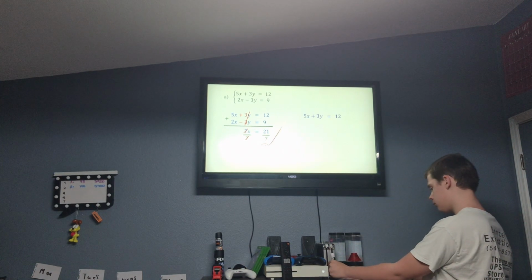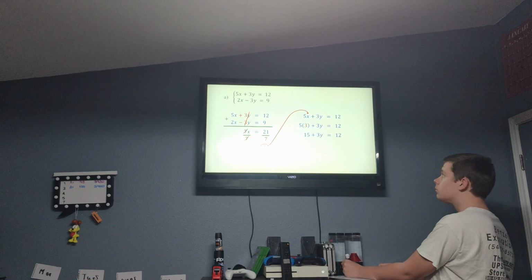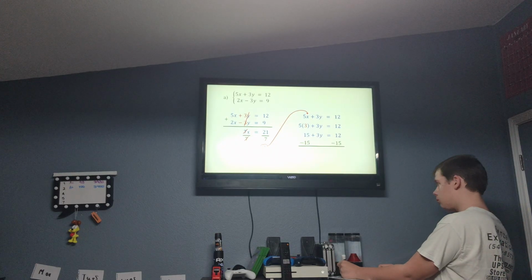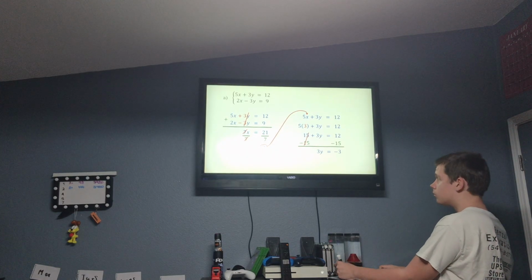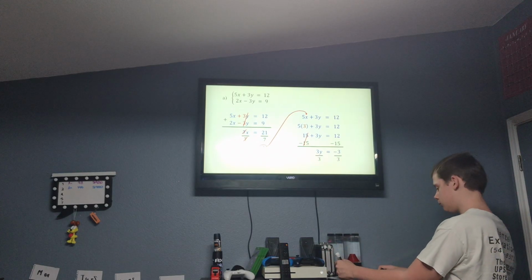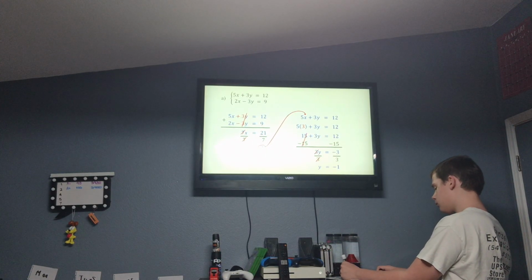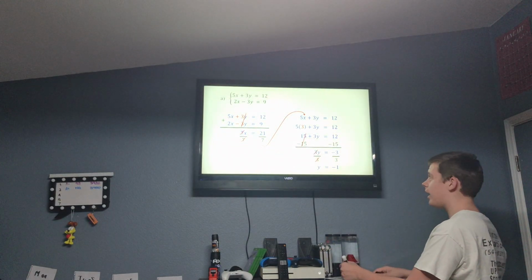Let's substitute it into the first equation. 5 times 3 is 15. Then, subtract 15 from both sides of the equation. These cancel out, and 12 minus 15 equals negative 3. Then, divide both sides by 3 to isolate y, and you get y equals negative 1. Finally, write your solution.